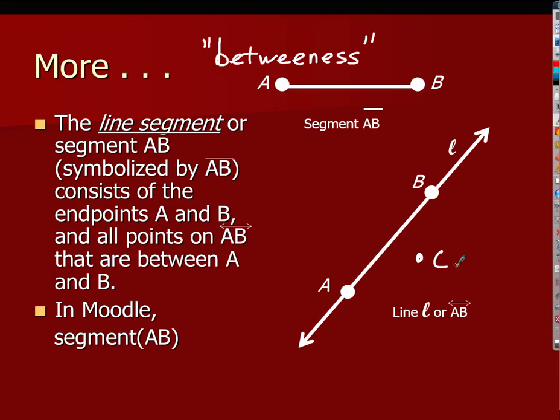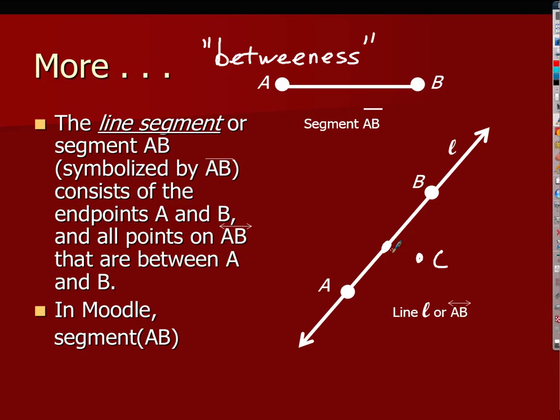But in geometry, that's not good enough. In geometry, do you suppose point C is actually between A and B? No. It's not. You're right. What would I have to do to point C to make it in between A and B? Put it on the line. Okay, good. It's got to be on the line, and once it's on the line, it has to be.